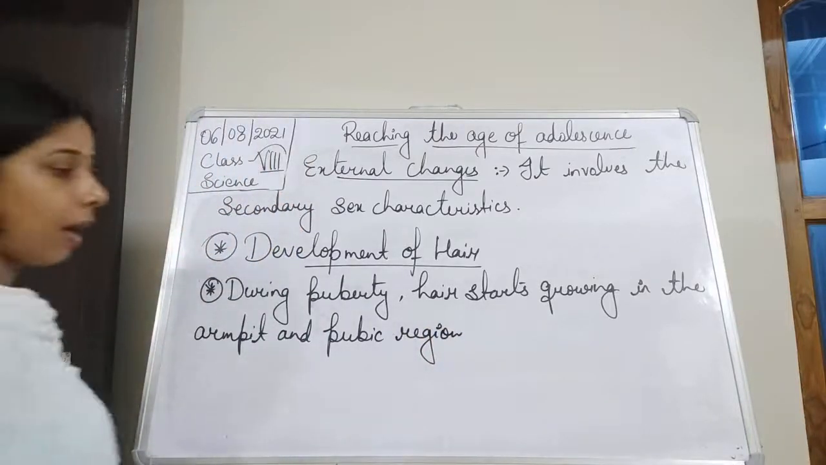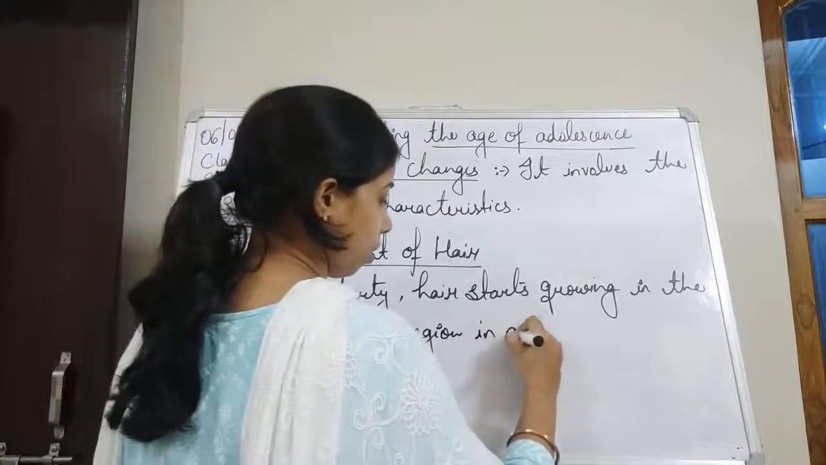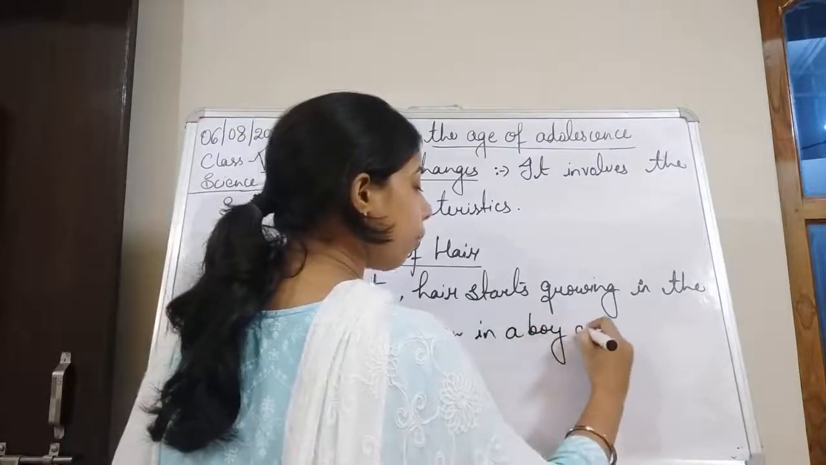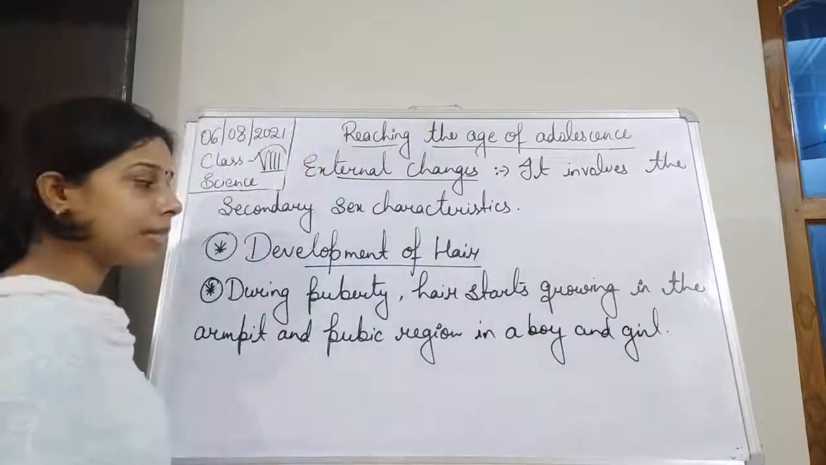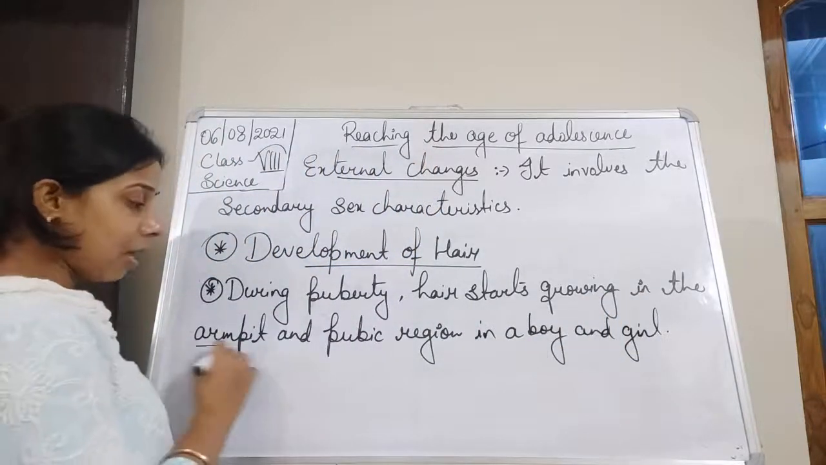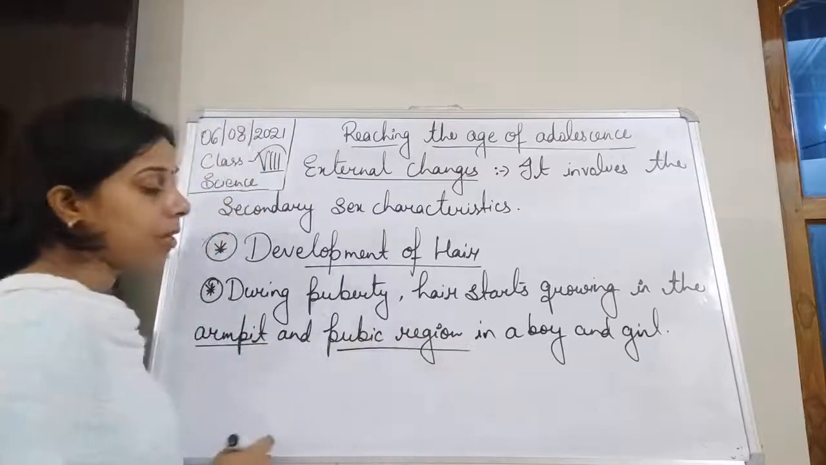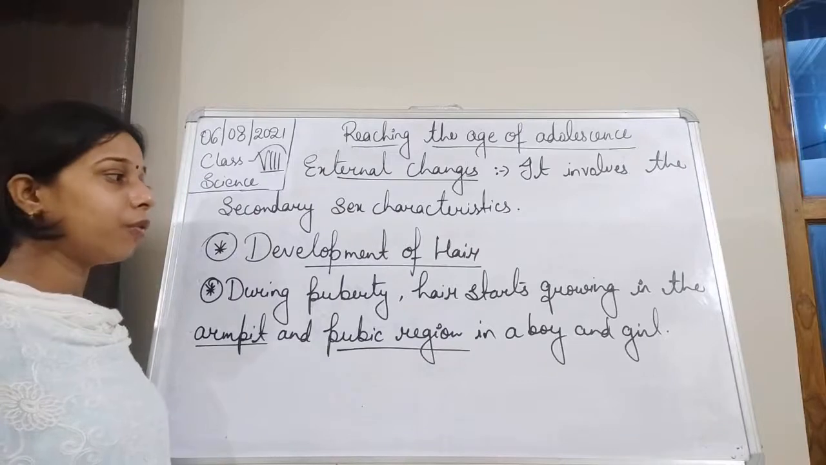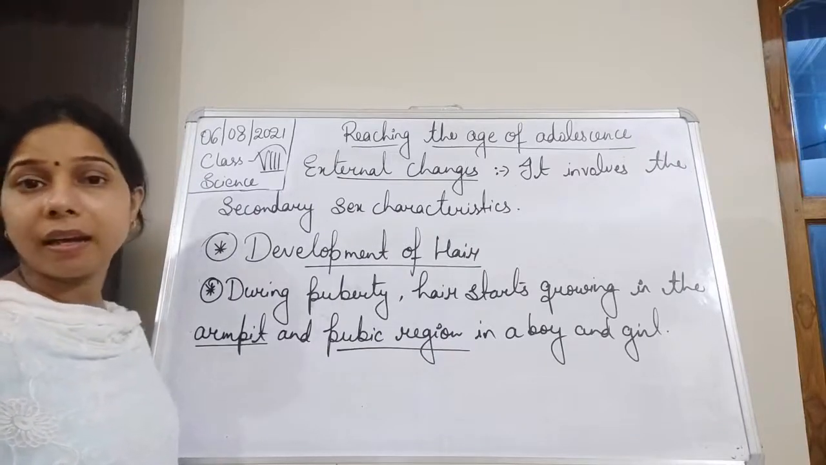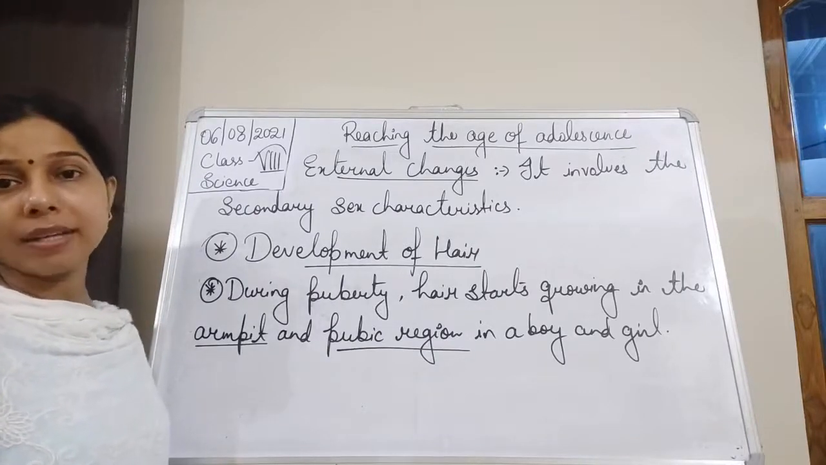In a boy and a girl also. So this is a common type of hair growth that we will find in boys as well as in girls. That is, the underarms, that is armpit, and the pubic area are covered with hair, and this kind of growth or development of hair occurs in both the boys as well as the girls.